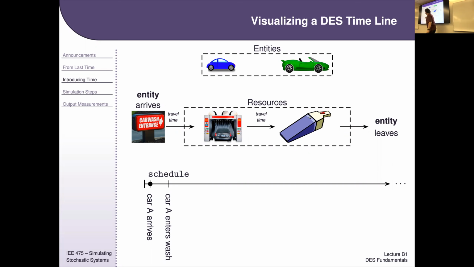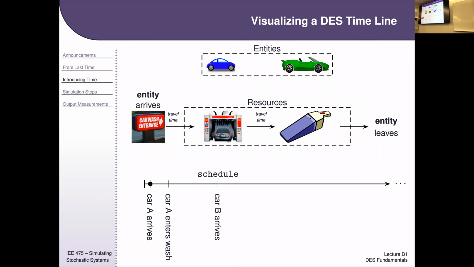So that's going to cause us to schedule an event where car A enters the wash. Because we know that the wash is currently idle, then we know that it's going to drive there and enter it. And that's why I'm going to schedule that it enters the wash. So that's what I mean by scheduling. What do we know when car A arrives? We know that a little bit later, car A will hit the car wash.